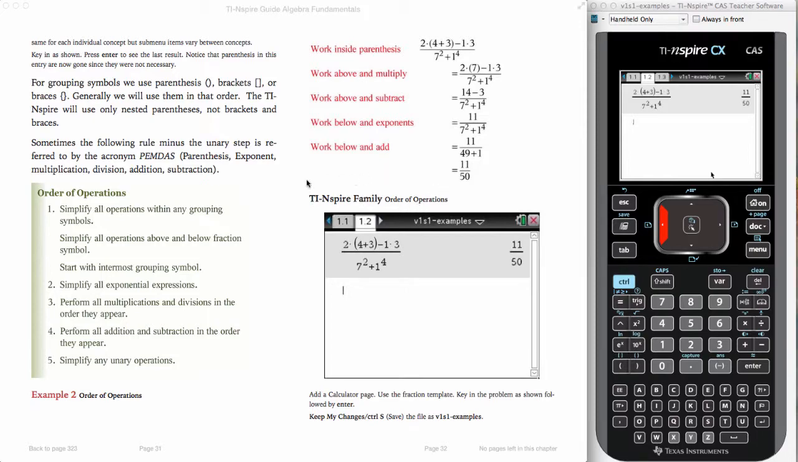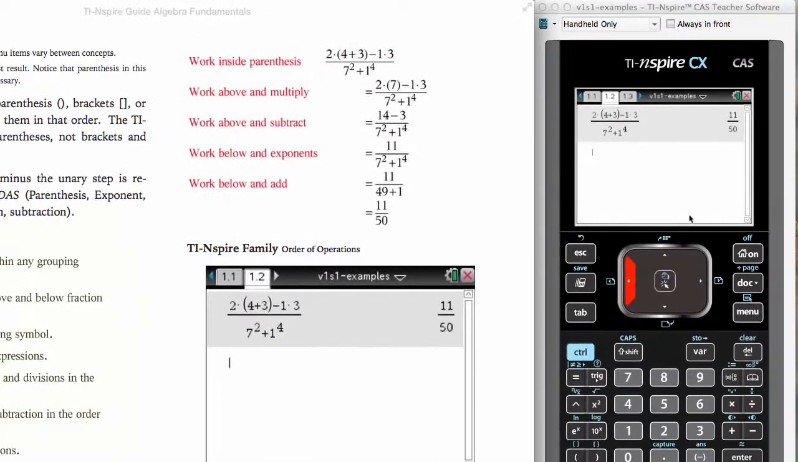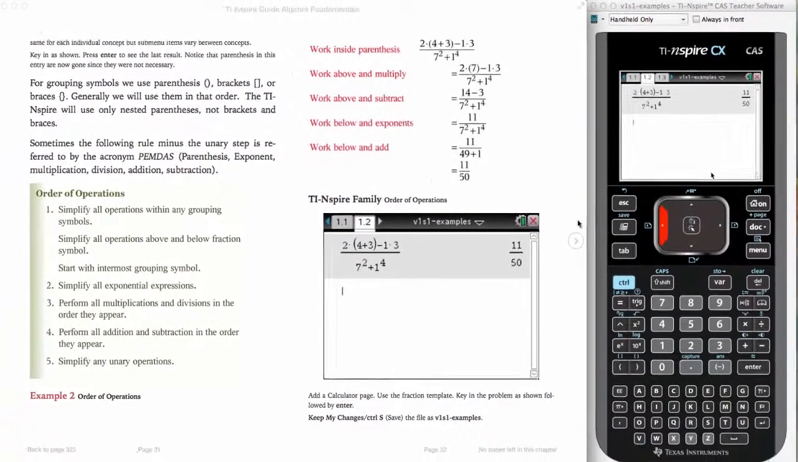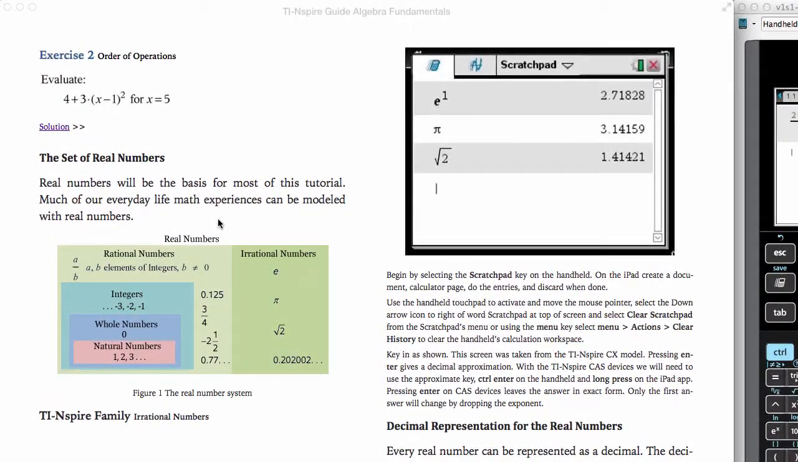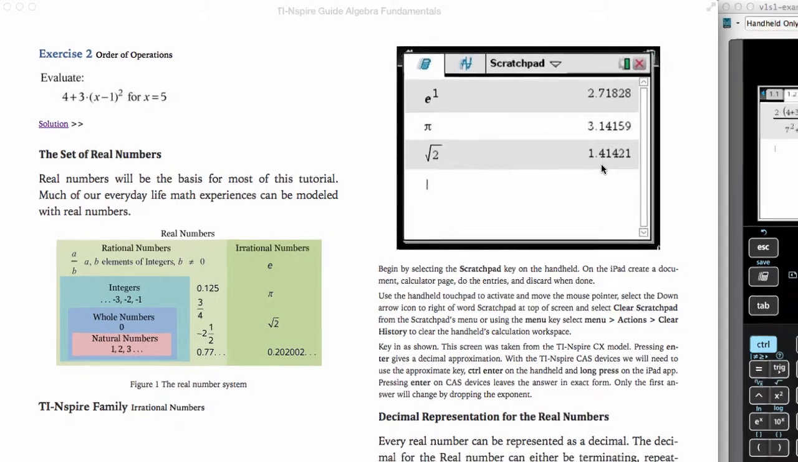So one of the areas is the order of operations. As we can see, the steps are shown out here, and we see that the calculator comes up with the same answer. Let's move ahead to another area. When we look at how the real numbers are organized, again, we can put these numbers into our calculator to see what the decimal equivalents are.